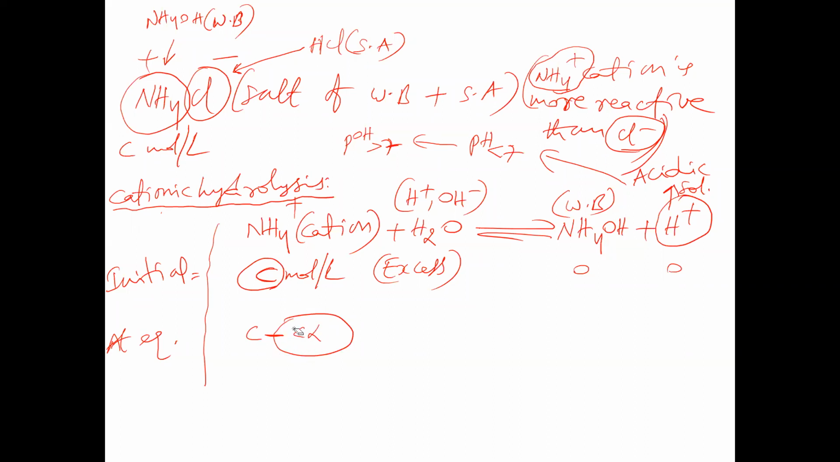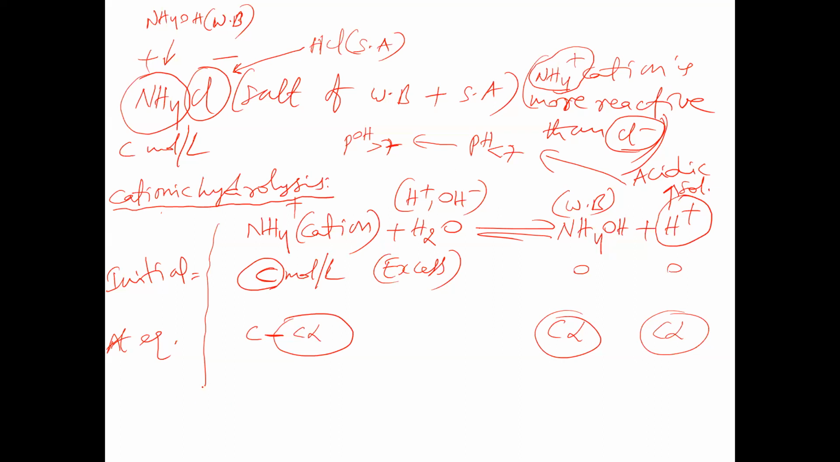When C alpha is hydrolyzed, how much NH4OH forms? C alpha, because in the balanced equation 1 mole of NH4 plus gives 1 mole of NH4OH, and also 1 mole of H plus. So C alpha moles of H plus and C alpha moles of NH4OH are produced, and C minus C alpha of NH4 plus is left over.